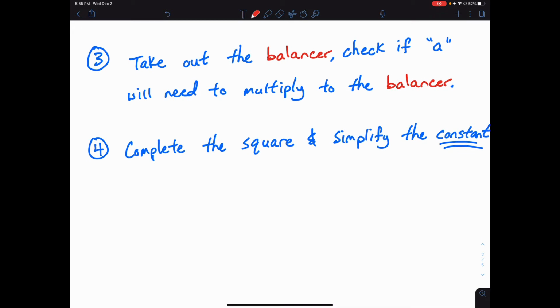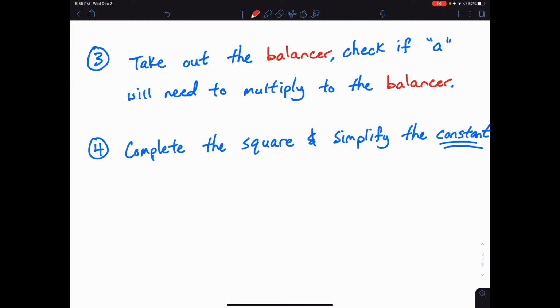Now, once we have a balancer, we need to take it out so that we can actually figure out how to complete the square. So step number 3, take out the balancer and check if your a value wasn't 1, well, you need to multiply it in order to get that balancer out of that position. And then lastly, once the balancer is outside, then you can complete the square and simplify the constant.